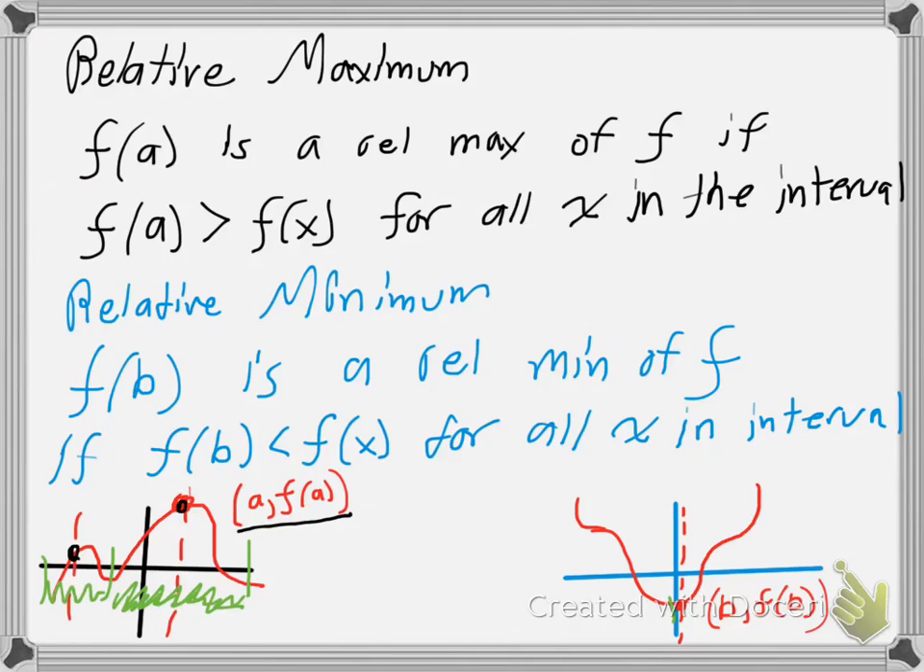And that occurs at b, f of b. So it's the same way that this occurred at a, f of a, this one occurs at b, f of b. So the relative minimum is f of b, and it occurs at point b. So x equals b.